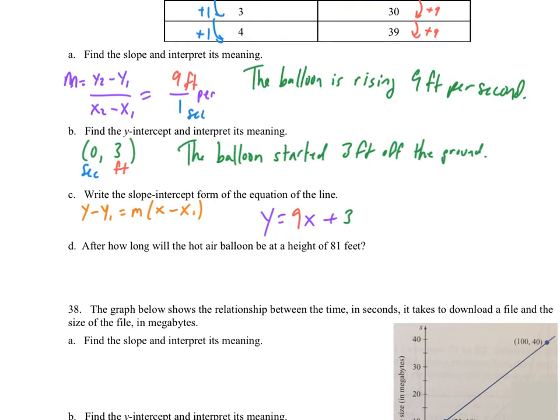And then after how long will the balloon be at the height of 80, or after how long will the balloon be at a height of 81 feet? So 81 feet being a y value, we would plug that in for y. So 81 equals 9x plus 3. We're going to solve for x. So minus 3, so 78 equals 9x. So divide by 9, and you end up with x equals, let's see, 78 divided by 9, 8.66, so 8.6 repeating.